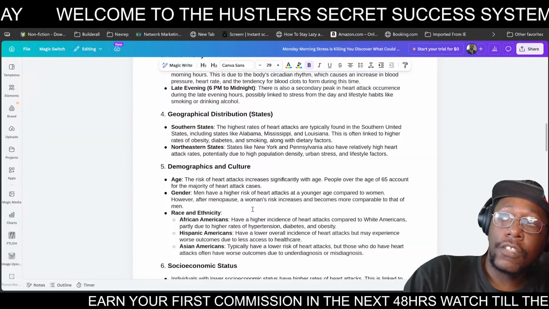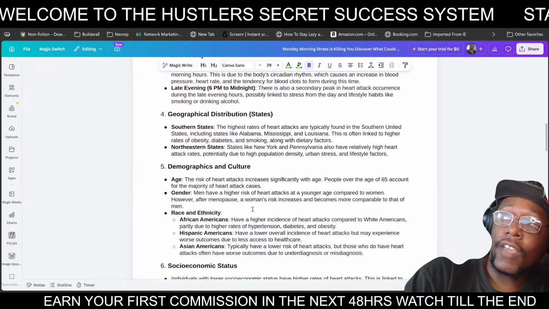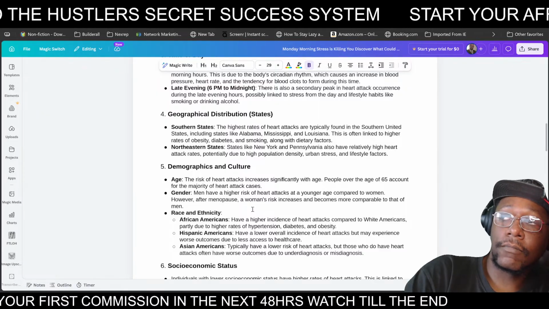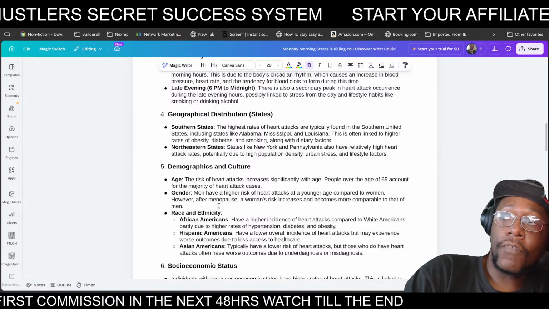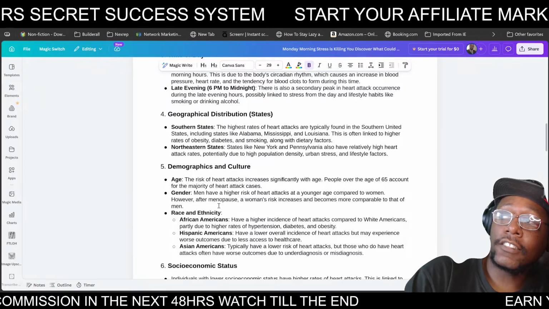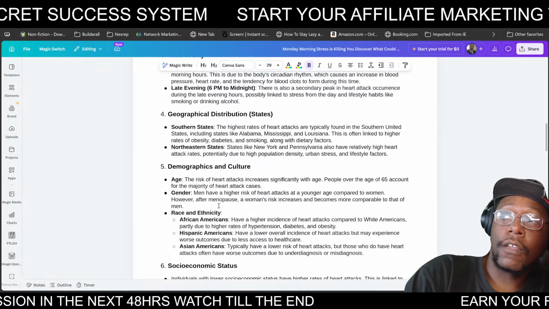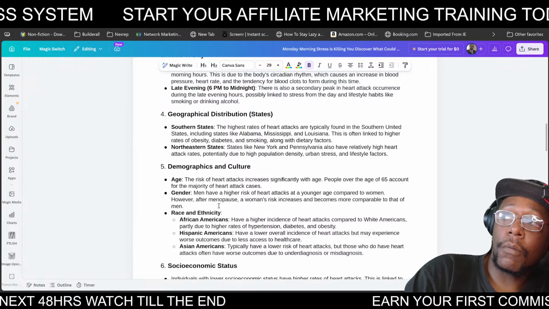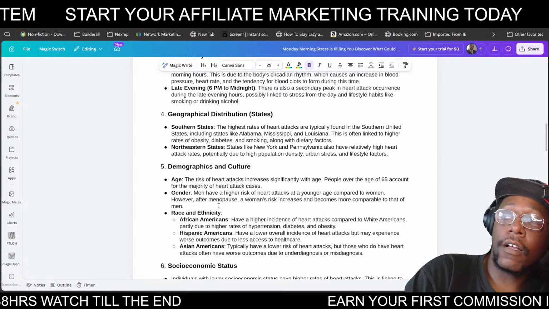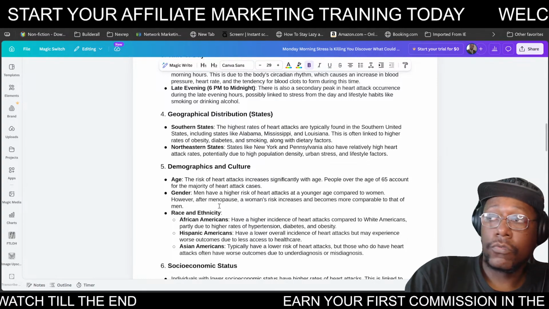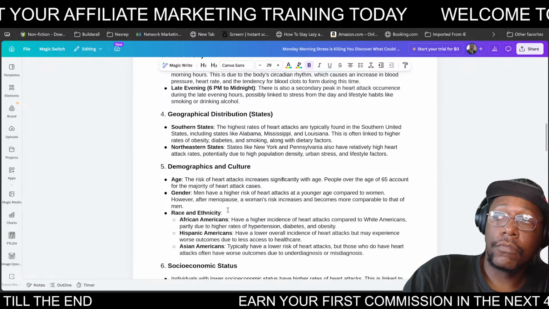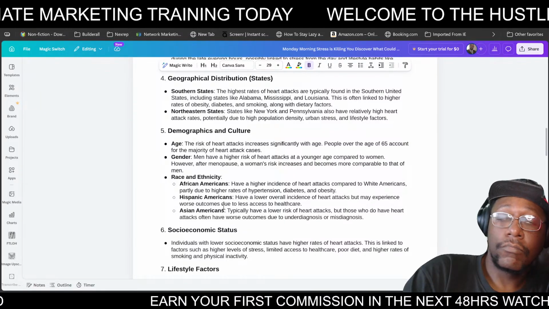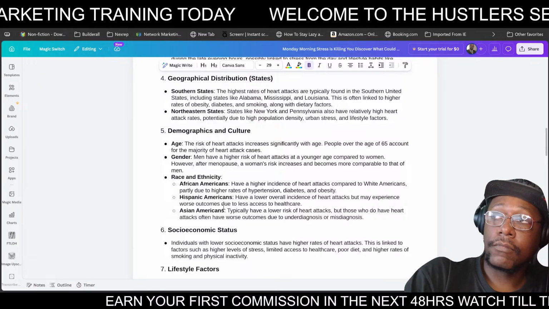Age. The risk of heart attacks increases significantly with age. People over the age of 65 account for the majority of heart attack cases. Gender. Men have a higher risk of heart attacks at a younger age compared to women. However, after menopause, a woman's risk increases and becomes more comparable to that of men. Ladies, y'all going through it. Race and ethnicity. This right here is a tough one. Hey, it is what it is.